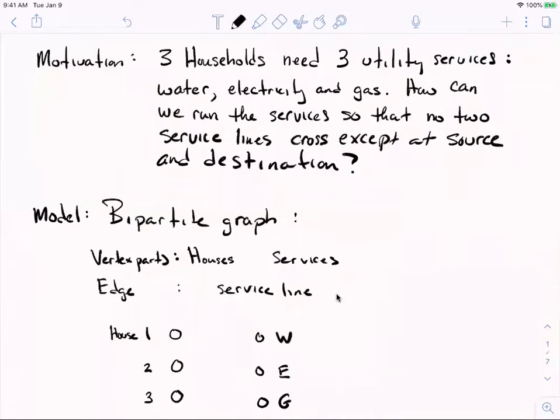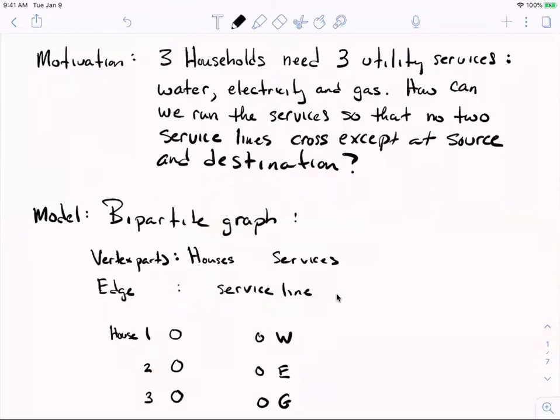This is a classic example. Every time I've ever seen anybody talking about planarity, they motivate it with this example. So you have three households and they need three utility services, say water, electricity, gas, whatever utility services you like. In this simple model, we're going to run services in with lines underground. And of course, they're all at the exact same depth. So we're trying to make sure that no two service lines cross, except for, of course, where they originate and where they terminate.